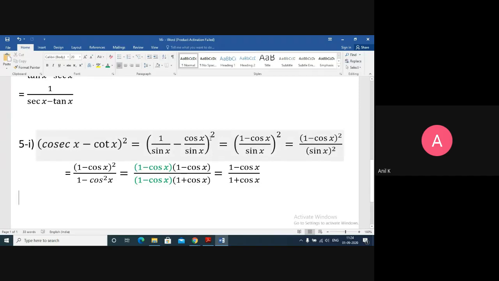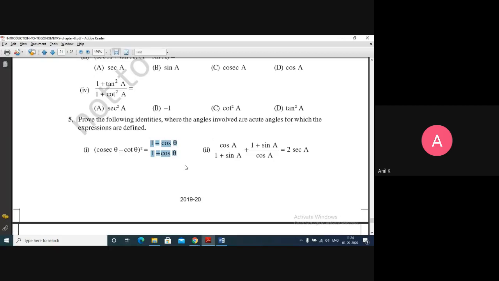Not only 3 formulas, I used around 6 formulas. See, cosec x I use as 1 by sine, 1 formula. Cot x I use as cos upon sine, second formula. Here it is third formula. Then here it is fourth formula. Here it is fifth formula. Here it is sixth formula. So 1 formula for 1 step. If you remember the formulas, it will be much easier. If you don't remember the formulas, it will be much more difficult.